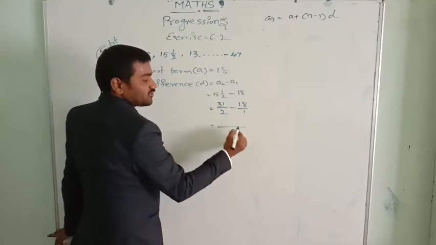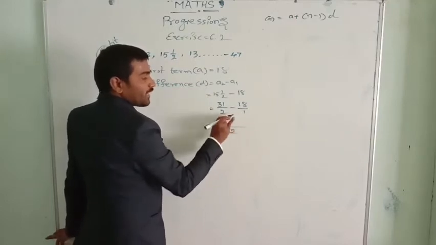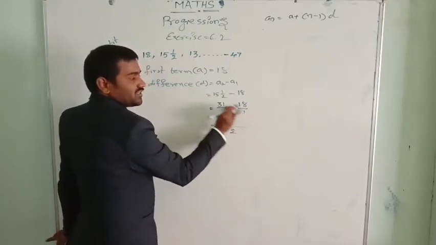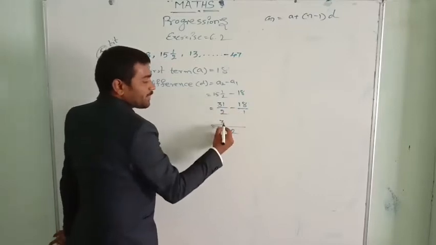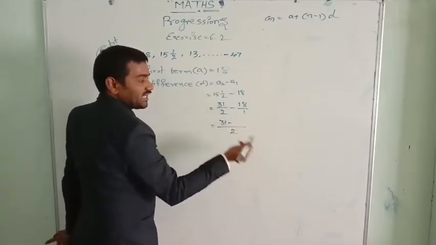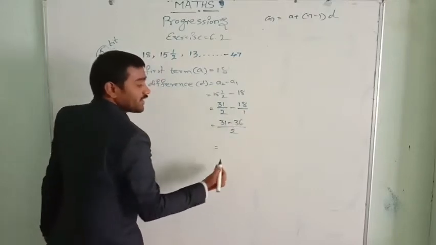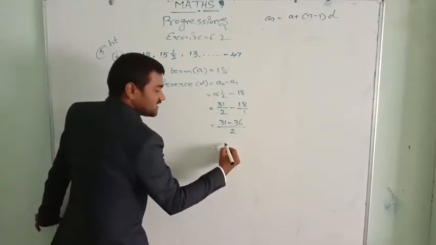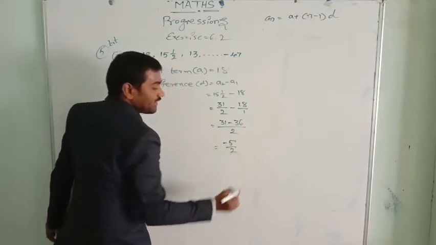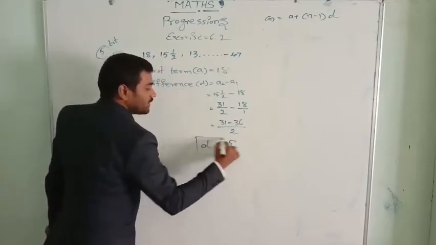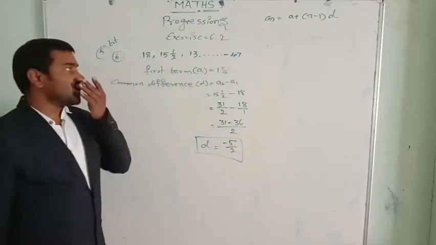First we need to multiply these two denominators. 2 into 1 is 2. Next you multiply this 2, 1 into 31 is 31. What is the symbol here? Minus. That's right. 2 into 18 is 36. Now you will get here 31 minus 36, that is minus 5 by 2. This is the d value here. You got the d value also.